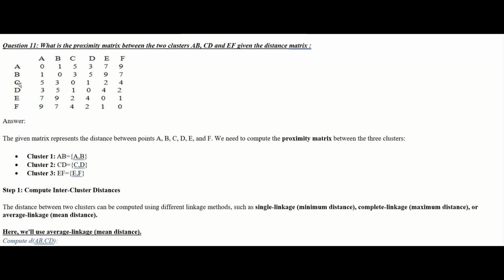D(CD, EF) is d(C,E), d(C,F), then d(D,E), and d(D,F). So like d(C,E), C to E is 2. Similarly, you put all the values and you get 3 values: 4, 8 and 3. So for the proximity matrix, the diagonal is 0, 0, 0.